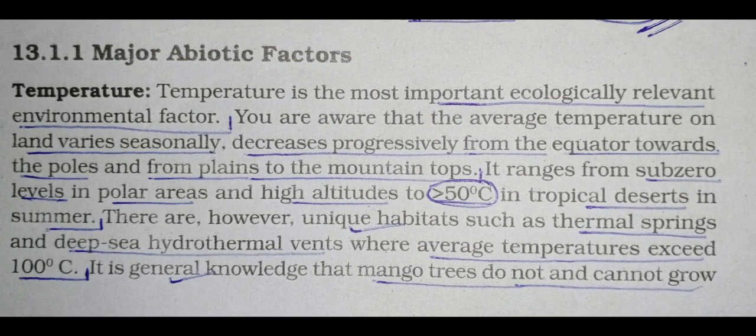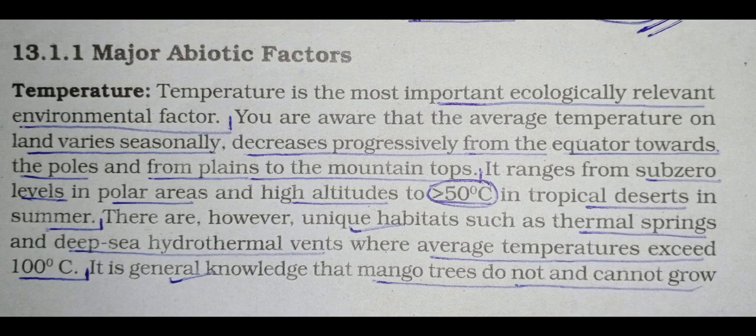and high altitudes, to more than 50 degrees centigrade in tropical deserts in summer. So underline sub-zero in polar regions and more than 50 degrees centigrade in tropical deserts in summer. There are, however, unique habitats like thermal springs and deep-sea hydrothermal vents. Underline deep-sea hydrothermal vents, where the average temperature exceeds 100 degrees centigrade. In deep-sea hydrothermal vents the temperature will be more than 100 degrees centigrade.